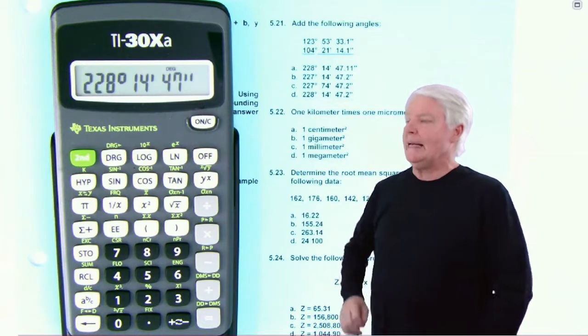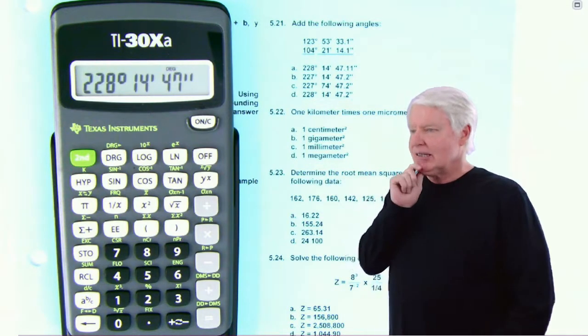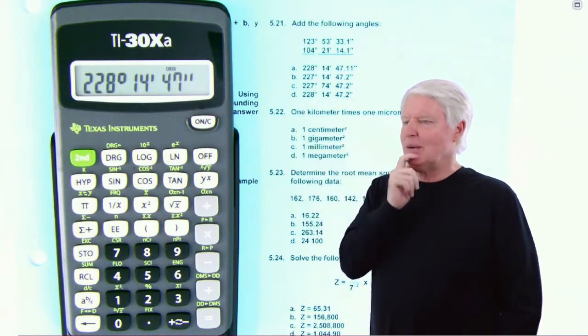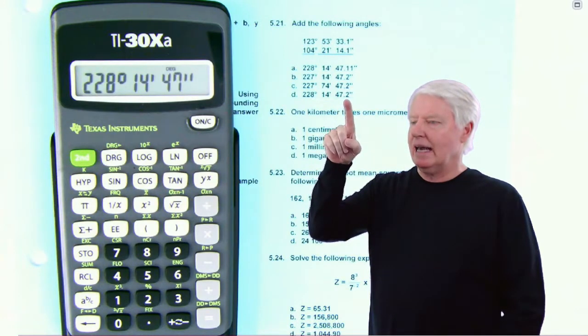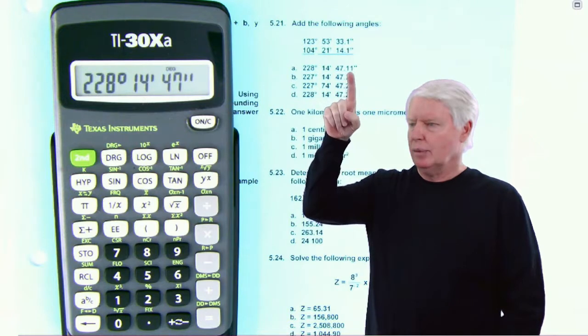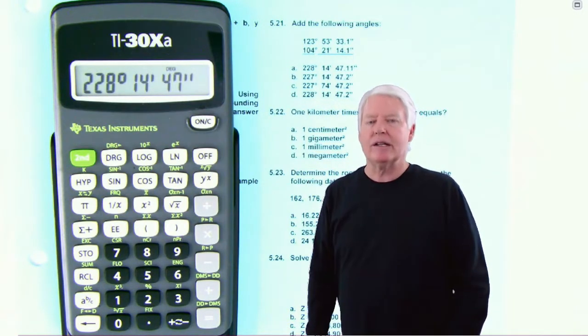And it's 228 degrees, 14 minutes, 47 seconds. Okay, so it's either A or D. We already knew that. And notice I didn't add these decimals, but 0.1 plus 0.1 is 0.2. It's not 0.11. So D will be the correct answer. Let's go back to the blue pages and solve some more problems.